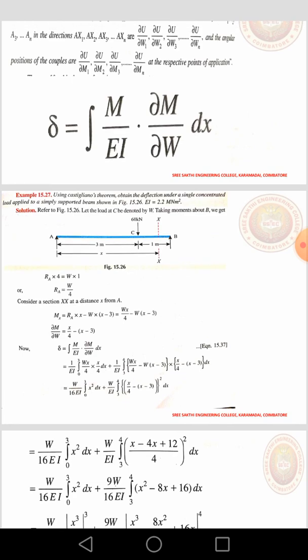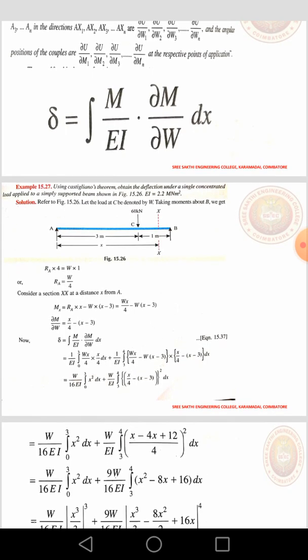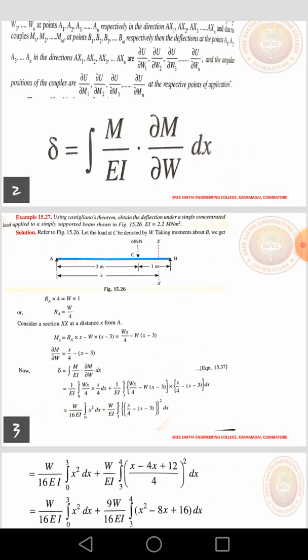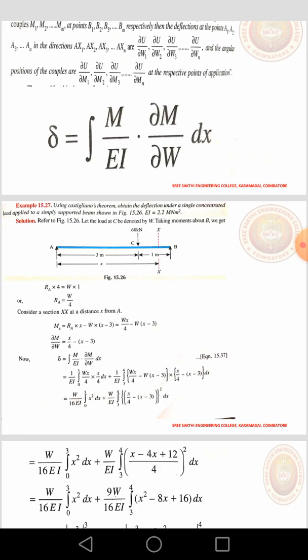First RA into the whole distance 4, that is 3 plus 1 meter, equal to the point load. Here the point load is 60 kilonewton, but we have to use W, so W equal to 60. So RA into 4 equal to W into 1 meter, C to B is 1 meter, so W into 1. So RA equal to W divided by 4.